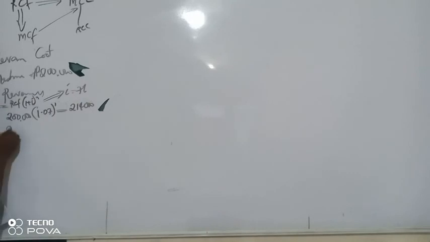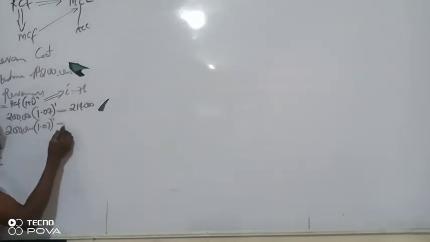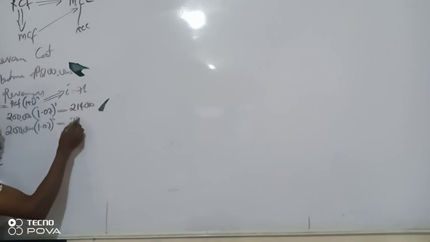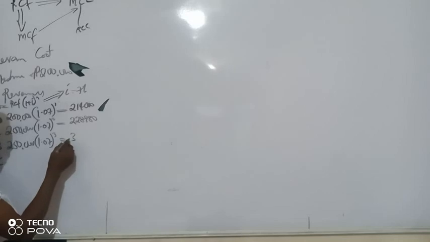Year 2. What's our cash flow for year 2? 200,000 again, times 1.07 to the power 2 for the second year. That gives 228,980. Then for year 3, what's the cash flow again? 250,000, times 1.07 to the power 3.